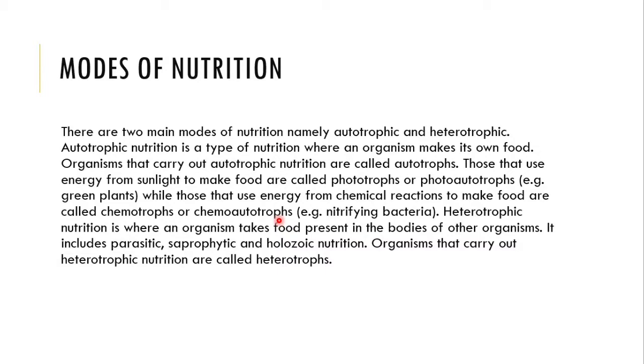Chemotrophs. So under autotrophs we've got phototrophs and chemotrophs. Are you following? An autotroph is an organism that makes its own food. An organism that makes its own food using light energy is known as a phototroph. An organism that makes its own food using energy from chemicals is known as a chemotroph. I hope we are following. An example of chemotrophs is nitrifying bacteria.